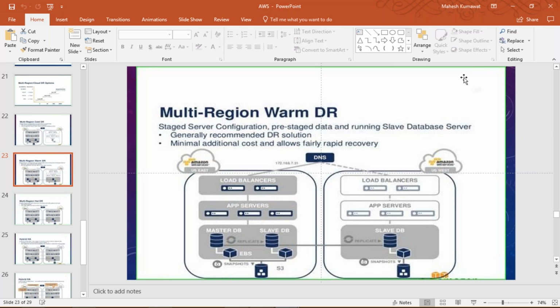So suppose your region goes down, then there is a problem here. This is the US East and this is the US West. If your US location goes down, then everything is lost. And if your US East goes down, you can recover your data from the slave, and at the same time you can start your web servers and your load balancers, because these are not active, because once you go for both being active, it will charge you money, my dears.